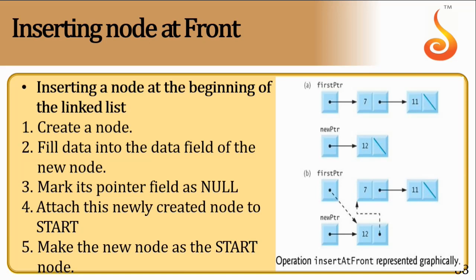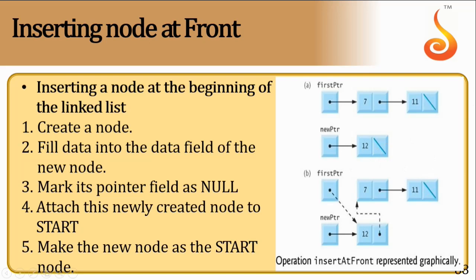Now whatever new node I have created, I need to make it a part of the list A and I want to make it the first node. So which is the first node here? This one is the first node. I want to make the new one the first node. This will become second and this will become third. Fine. How do I do that? Create a node, fill the data. Yes, I created a node here. I will fill the data field in the new node, that is, 12 is filled. Mark its pointer field as null.